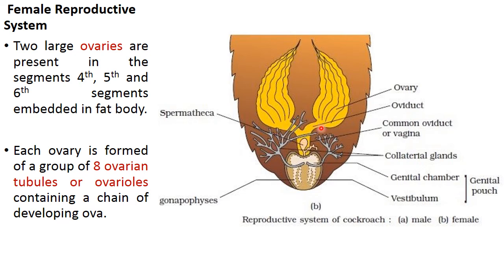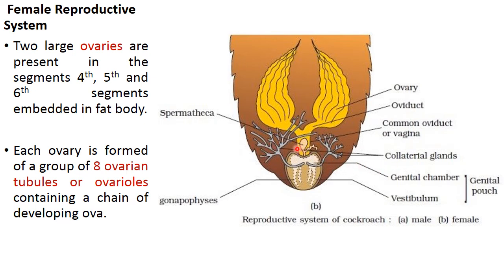So from here there is an oviduct, and from here also there is an oviduct, and both the oviducts are going to unite together to form the common oviduct or the vagina, and that is going to open out by the female gonopore in this brood chamber. This is the brood chamber here. Now which glands will be present? On the sides, these whitish highly branched glands are called the collateral glands.